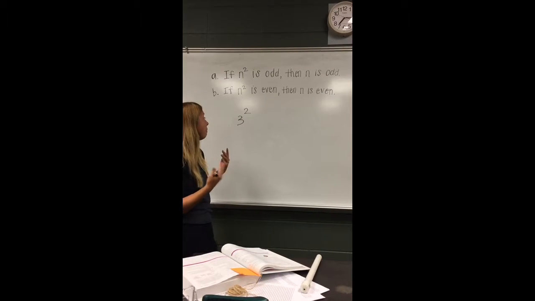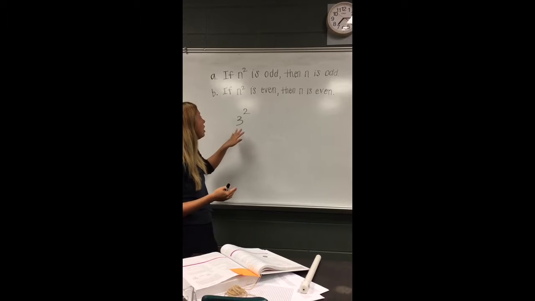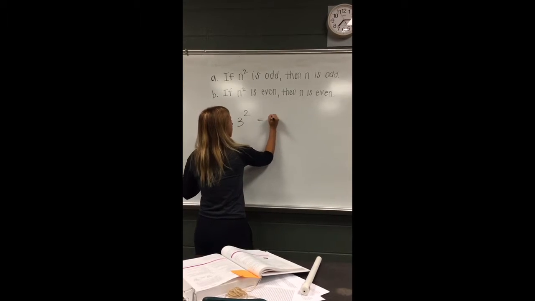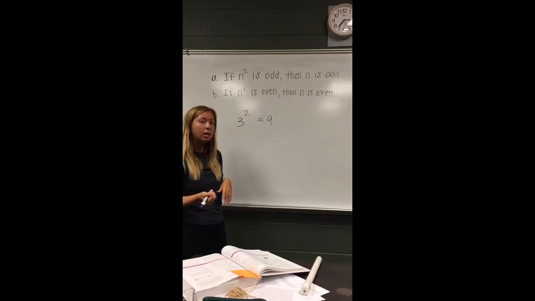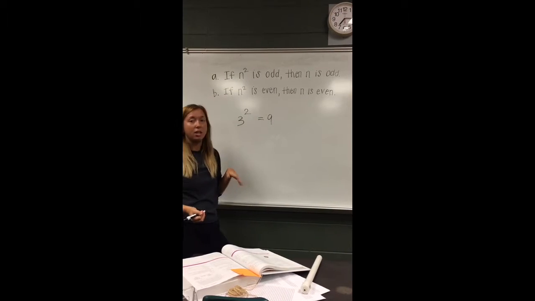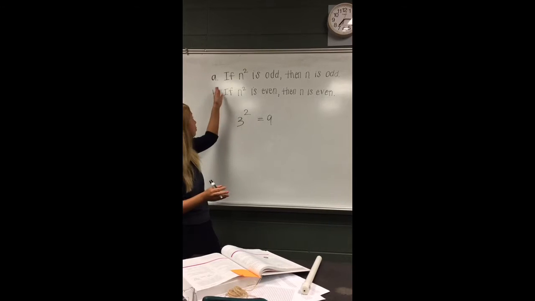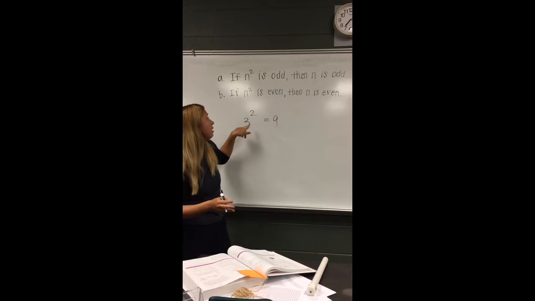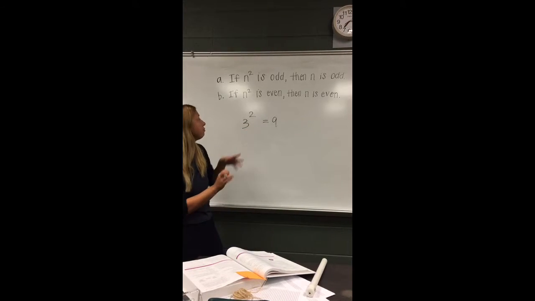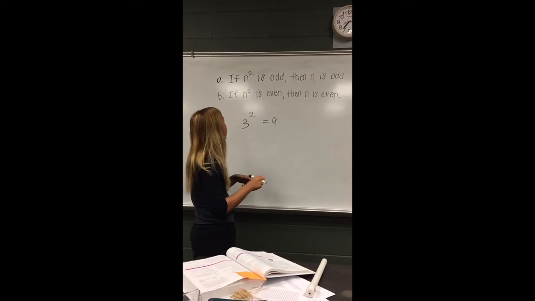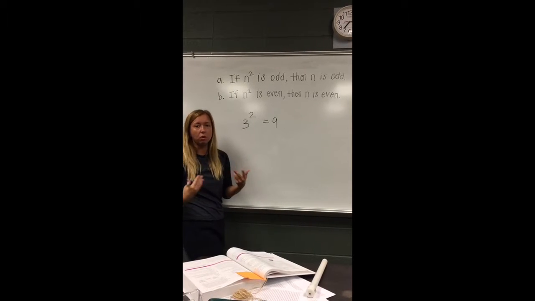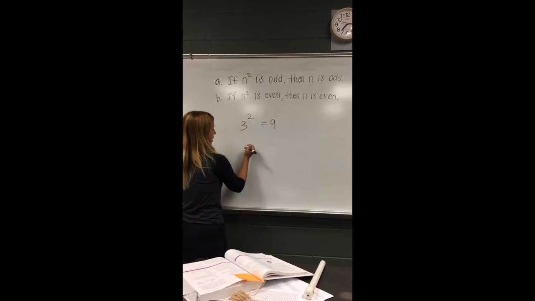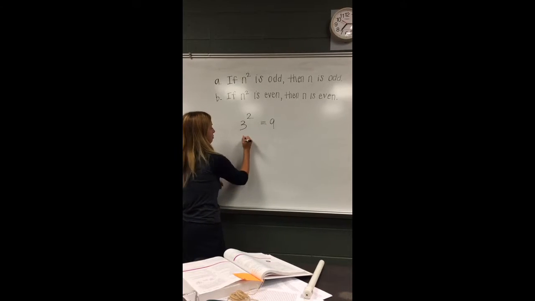And me knowing mental math for squaring numbers, I know that 3 squared, so 3 times 3, is going to be 9. And I know that 9 is an odd number. And so that would prove the statement, if n squared is odd, then n is odd too. Let's do one more just to double check it. And we could continue doing more, but for today I'll just do 2 problems.